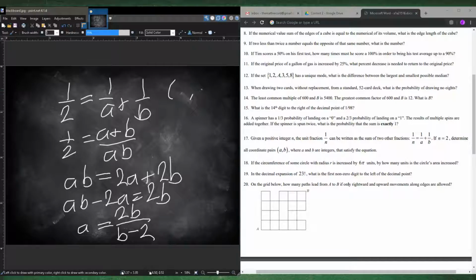Let's say b is equal to 1, right? That means a is equal to, plugging that in, 2 divided by -1. So that's -2, so a is -2.